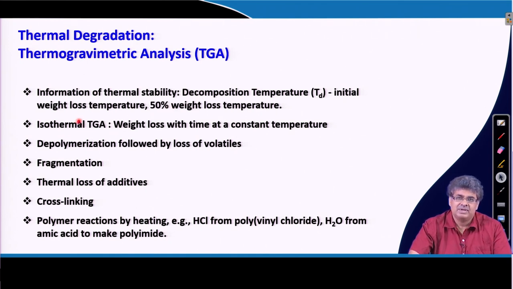We can actually keep the sample at a particular higher temperature and follow the weight loss with time at a constant temperature, and we call that isothermal thermogravimetric analysis. We can follow the depolymerization process and loss of volatiles. We can follow fragmentation, thermal oxidation of additives, cross linking, or polymer reactions by thermogravimetric analysis. These are kind of indirect analyses, not direct analyses. It just basically weighs the mass of the sample as a function of temperature. In this case also, generally an inert atmosphere is used, under nitrogen or argon, but if we want to find out the oxidative stability of a polymer sample, then we need to do this thermogravimetric analysis in air or in presence of oxygen.